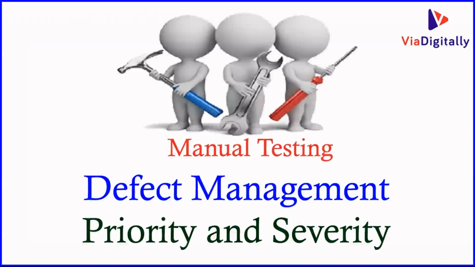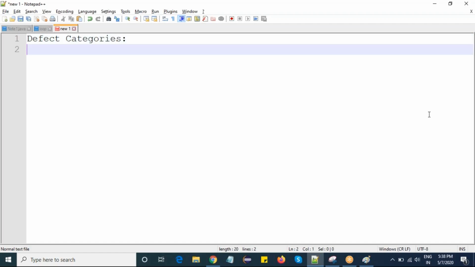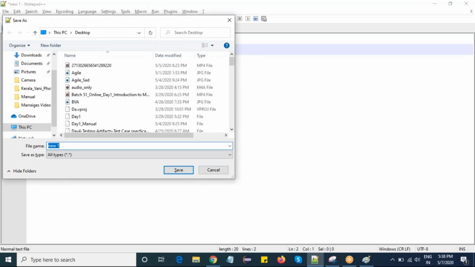Today we are going to discuss the categories of the defects. Okay, defect categories. What about defect categories? Defect categories are divided into two types.